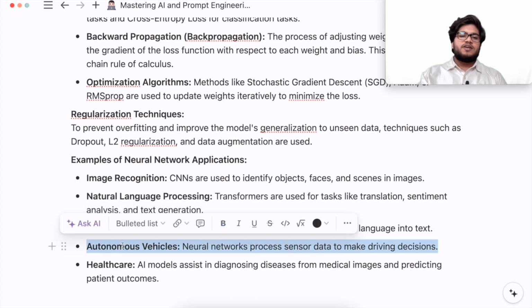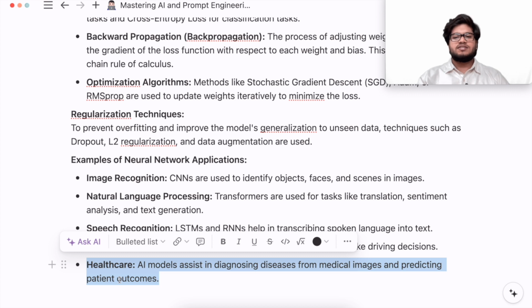Now, autonomous vehicles: the biggest player in the market, Tesla, has autonomous vehicles. It has artificial intelligence and lets the car drive on its own. Neural networks process sensor data to make driving decisions. In healthcare also, AI models assist in diagnosing diseases from medical images and predicting patient outcomes. There is a lot of machinery and many techniques where neural networks are used, and AI is used in healthcare also.